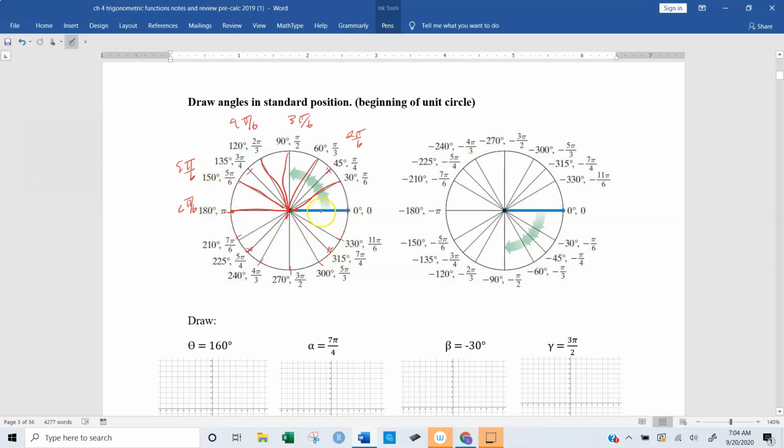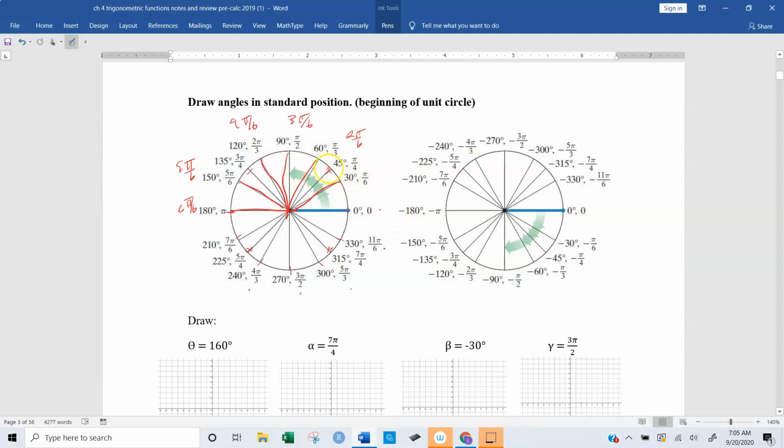So now I have to get to 2 pi, so we have 7 pi over 6, 8 pi over 6, 9 pi over 6, 10 pi over 6, 11 pi over 6, 12 pi over 6. It is simple fraction reduction.